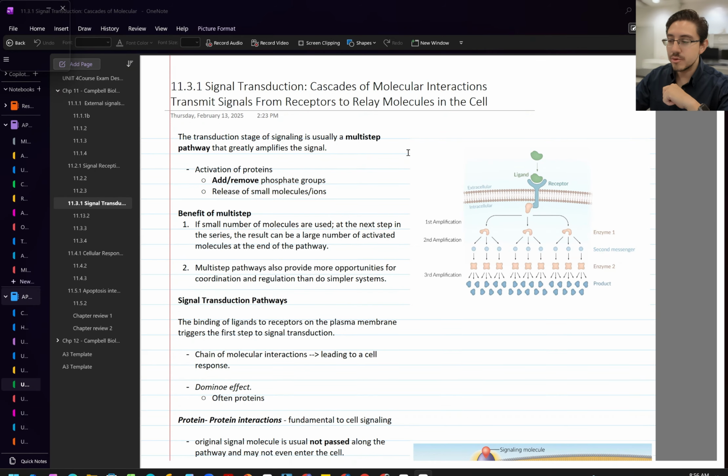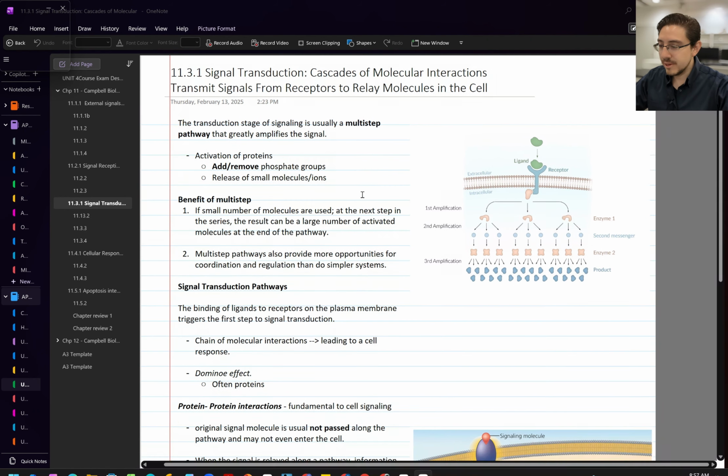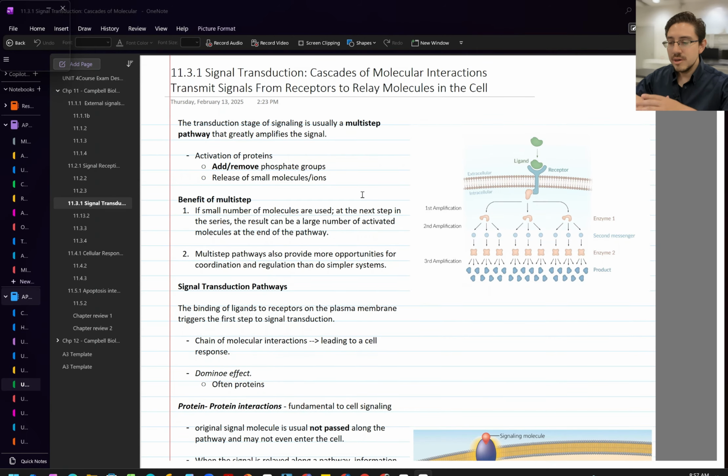We're going into section 3, signal transduction. Cascades of molecular interactions transmit signals from receptors to relay molecules in the cell. In the last class, we talked about signal reception, where we saw how ligands can come into the receptors that are on the cell membrane to initiate a relay of molecular transduction, ultimately for the cell to elicit a response. So we're going to go into that second process called signal transduction.